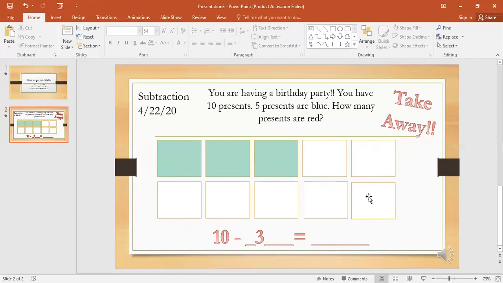1, 2, 3, 4, 5, 6, 7. So I know my mystery number is 7. I know that 10, my total, take away 3 blue boxes equals 7 white boxes. I can say it, 10 take away 3 is 7. Say that with me. 10 take away 3 is 7. So that is another way that we can break up the number 10.